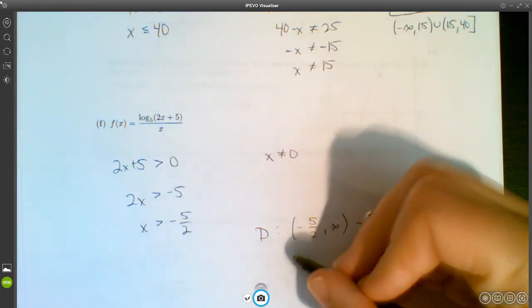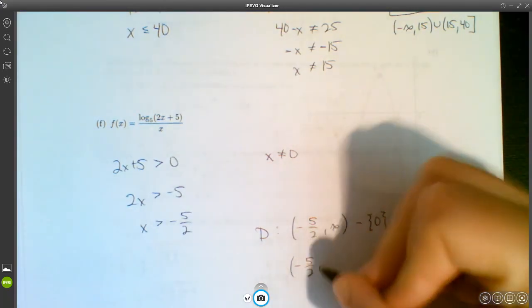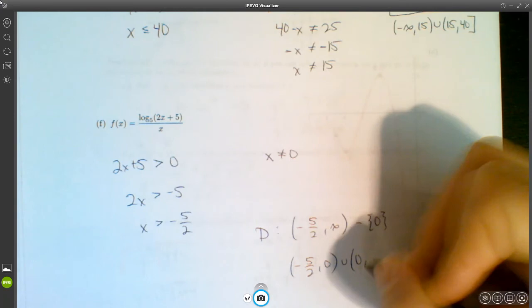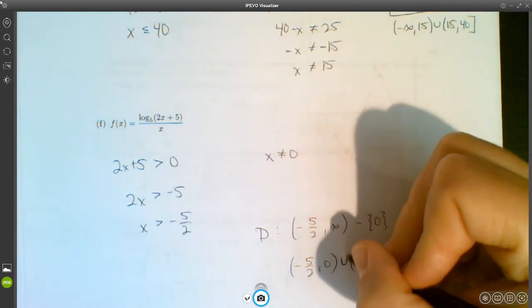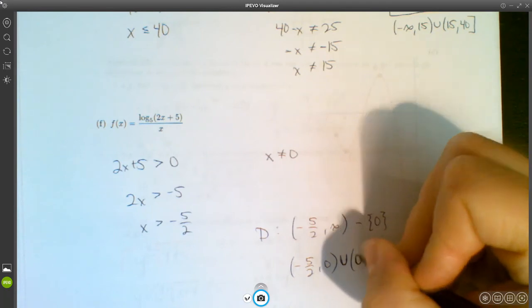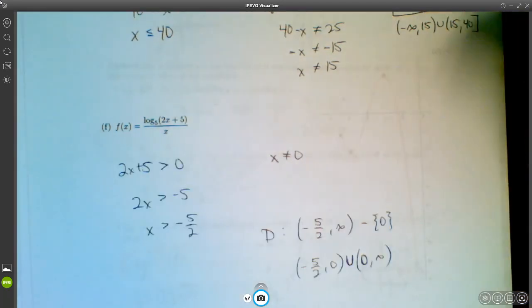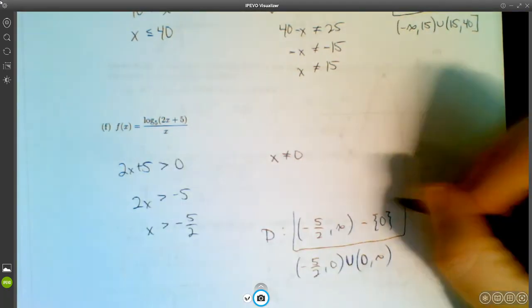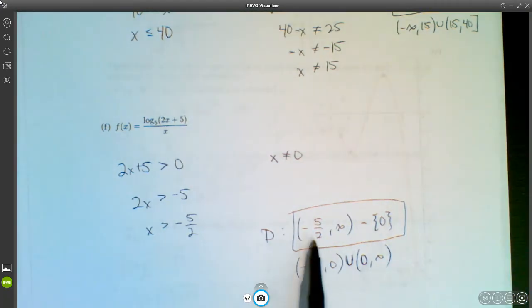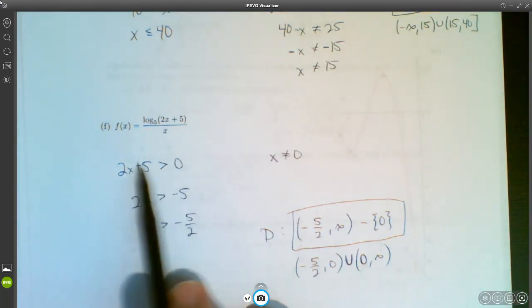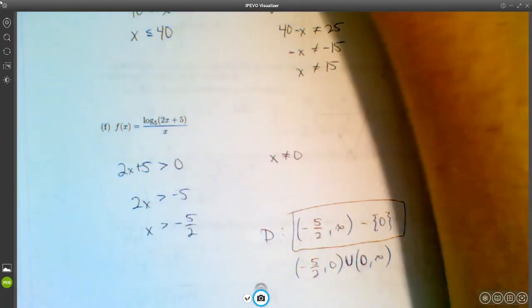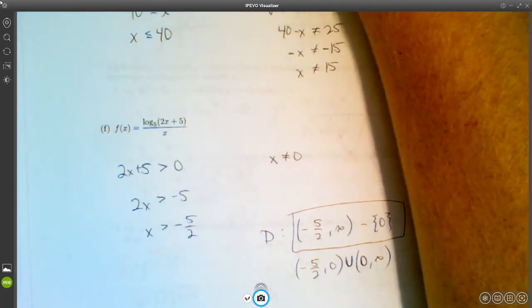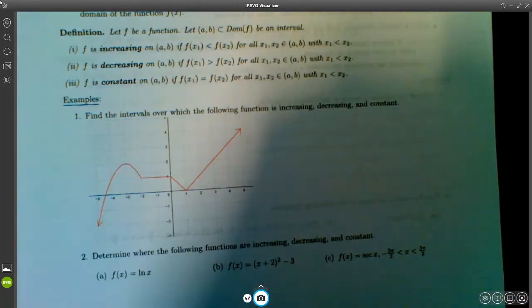Another way to write down the same thing is negative 5 halves to 0, and then 0 to infinity. Okay? Again, either one of these would be perfectly acceptable answers. So you can write down either one as your answer. But notice that I'm not including the negative 5 halves, right? That's because the argument has to be strictly greater than 0 when you're dealing with a logarithmic function. Okay.